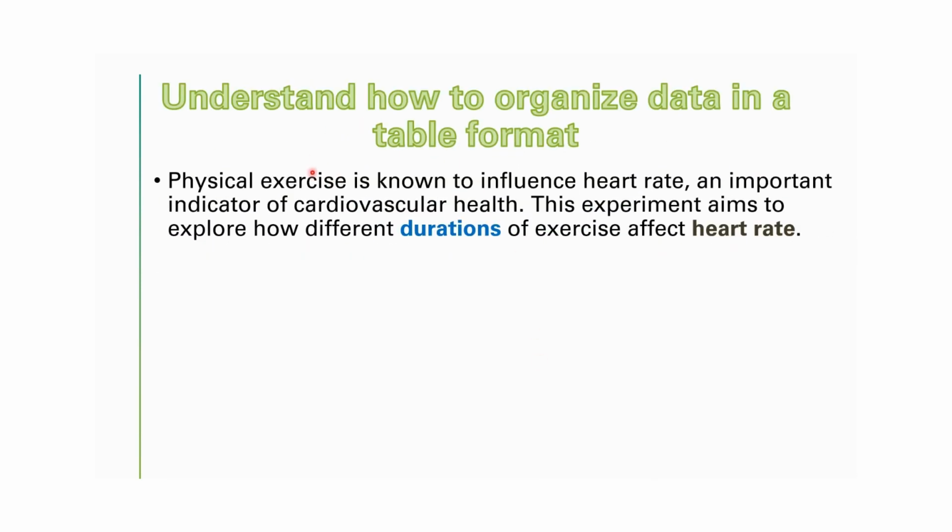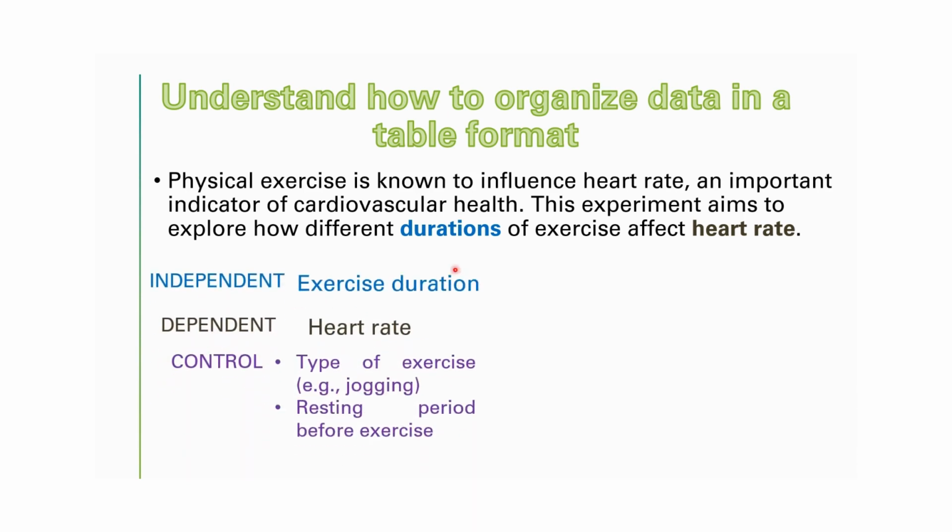The next thing, for example, is to understand how to organize data in a table format. So we had one example here. Physical exercise is known to influence heart rate, an important indicator of cardiovascular health. This experiment aims to explore how different durations of exercise affect heart rate. So basically, again, the first thing you need to determine is the dependent and independent variable, so that you can actually do the result table and write what you need to put where.